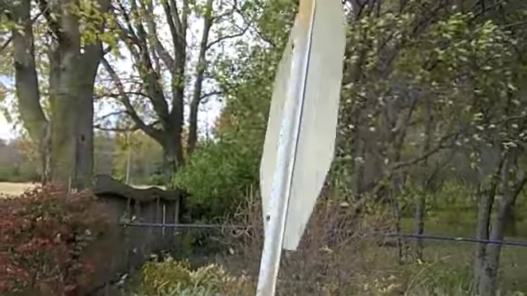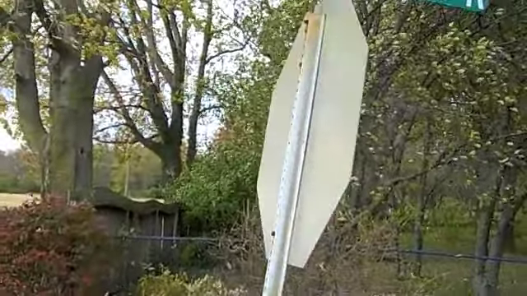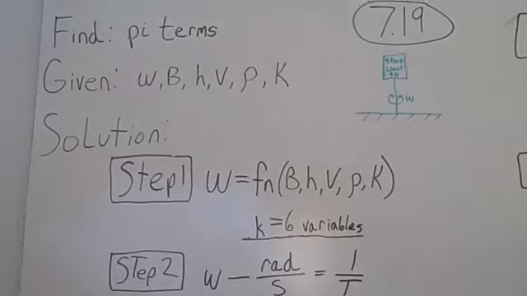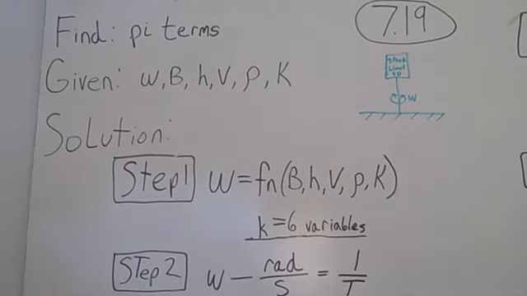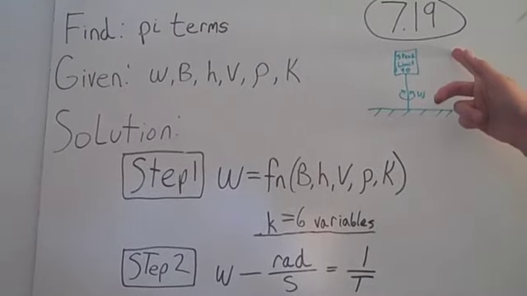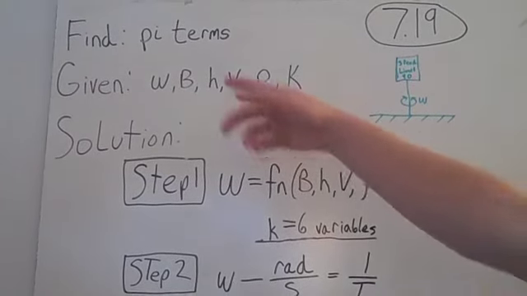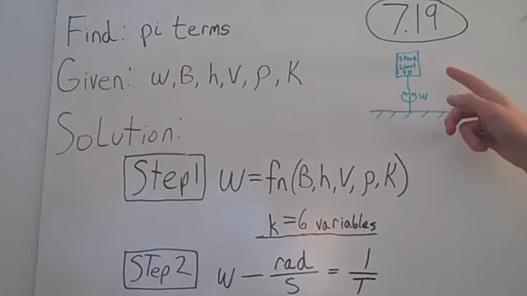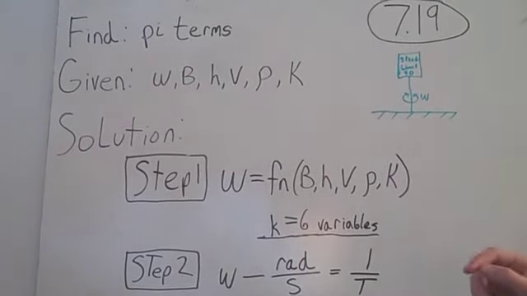The wind causes this sign to oscillate with omega. As previously seen in our field example, we are solving problem 7.19 from the book. In this problem, you are asked to find the dimensionless pi terms of a speed limit sign which is oscillating back and forth in the wind.